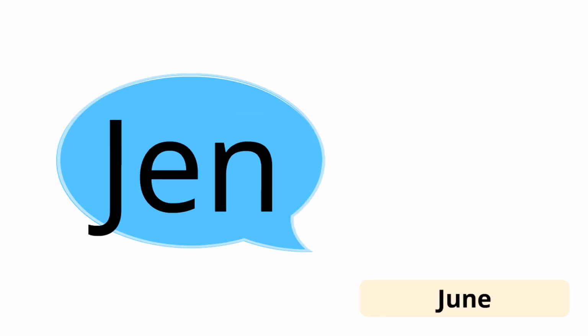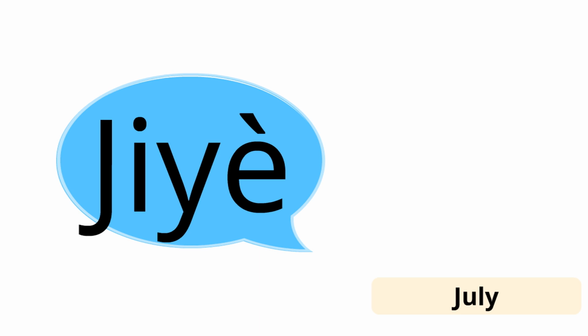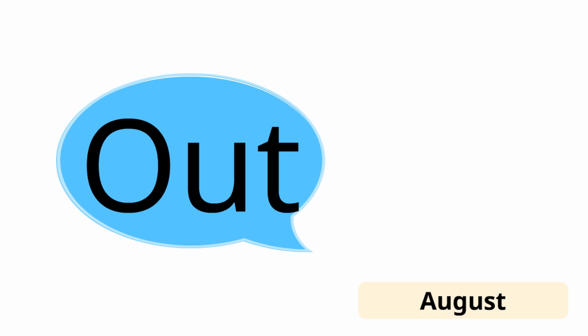June is Juin, okay? Juin. July is Jiyè, okay? Jiyè. August is Août, okay? Août.